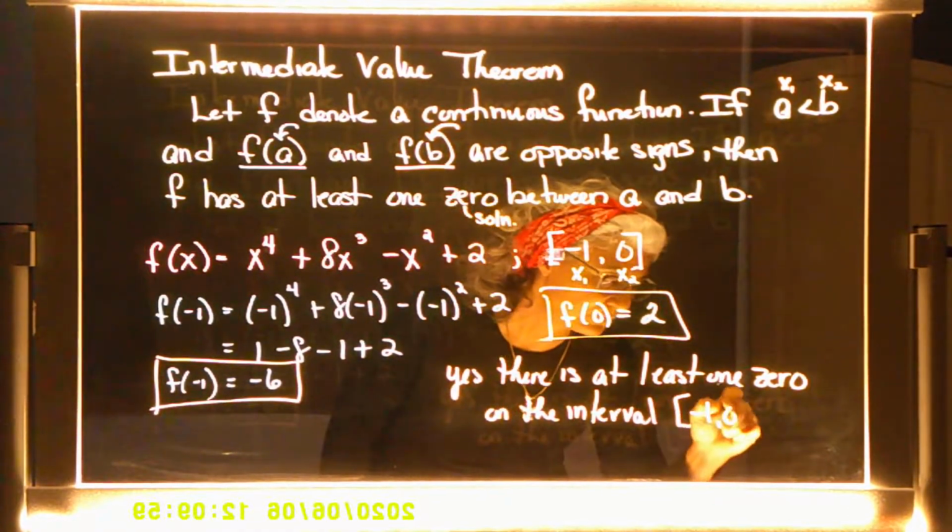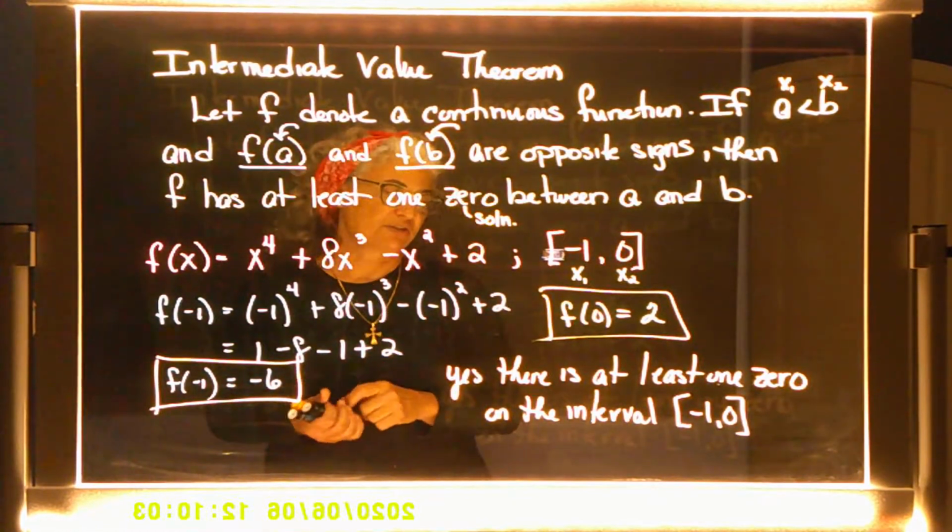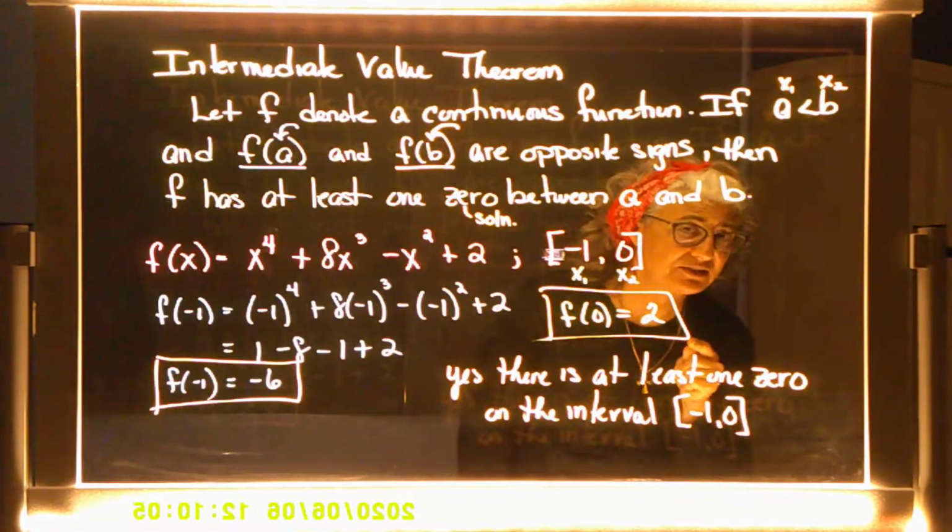So there is at least one 0 on this interval. Cool? Okay, so you're going to need your graphing calculators out so I can show you how. Okay, so let's look at finding the 0 for this particular problem.